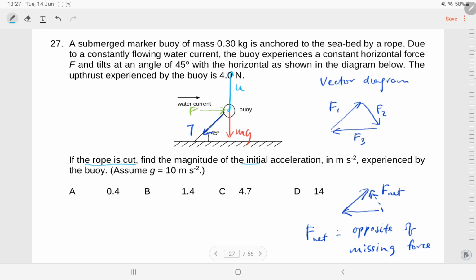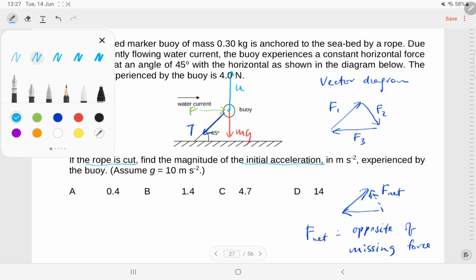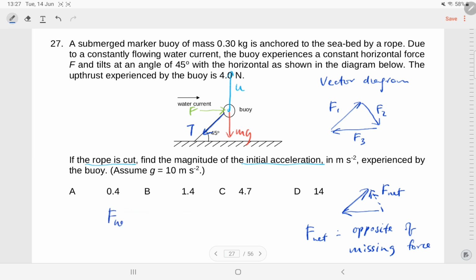Now we are supposed to find what is the acceleration when the rope is first cut, the initial acceleration. So these four forces initially combine to cause the net force to be 0. The moment you remove the tension, the net force will be non-zero already. And what's the net force? The net force is actually equal to the opposite of the tension. So the job here is hence to find how large the tension is.